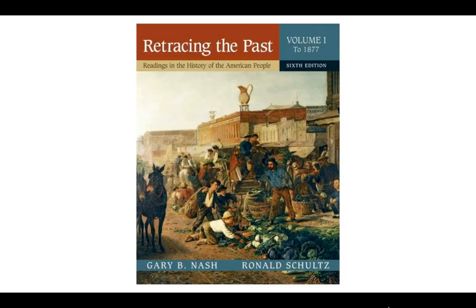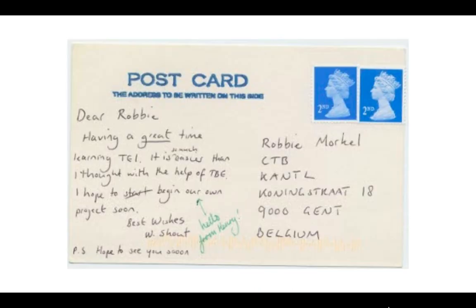So let's look at this textbook. It's called Retracing the Past, and it's all about the history of the American people. Do you think that this textbook is a primary source or a secondary source? It's a secondary source. Inside might have information from primary sources, but the textbook itself was written by somebody, Gary Nash and Ronald Schultz, that were not there during these revolutionary times or the Industrial Revolution, any of that. So they used primary sources to help them gather information, and then they created the textbook, which is a secondary source.